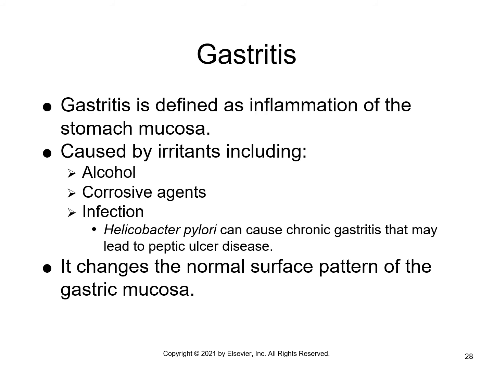Now, when somebody has gastritis, one of the things that you will notice, especially utilizing contrast, is that it's going to change the normal surface pattern of the gastric mucosa. So we're used to seeing the gastric mucosa, especially in our double contrast upper GIs, we're used to really being able to make out the rugae in the stomach. And somebody that has gastritis is going to have altered rugae.